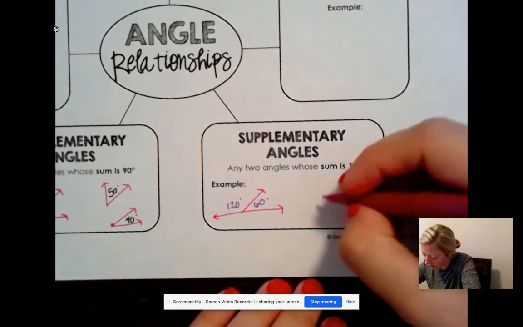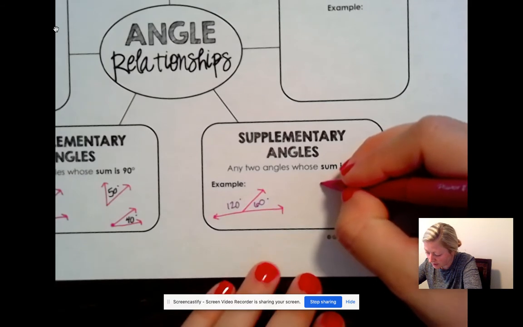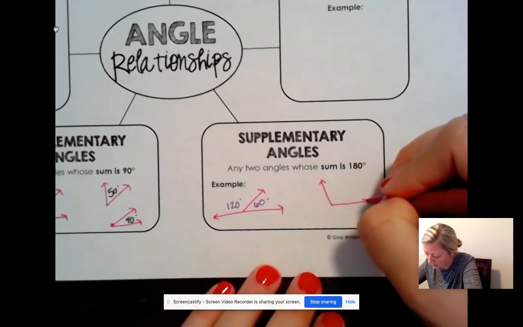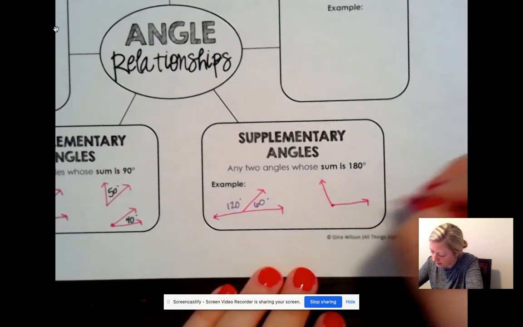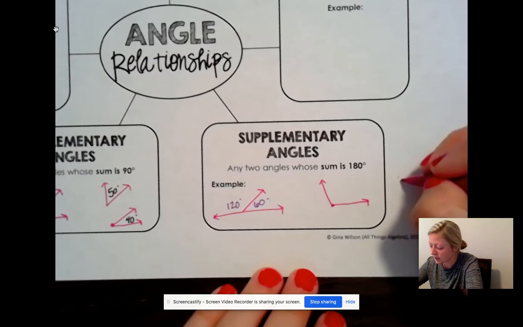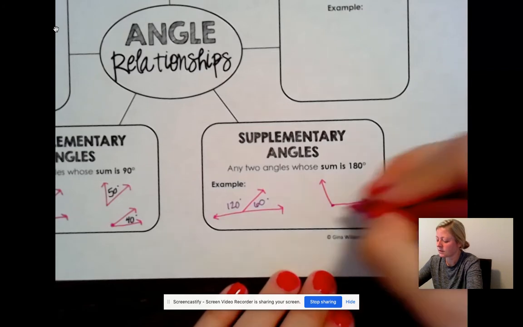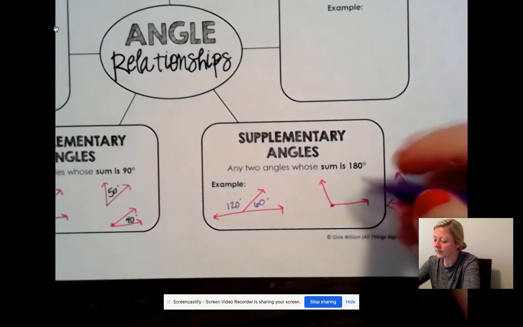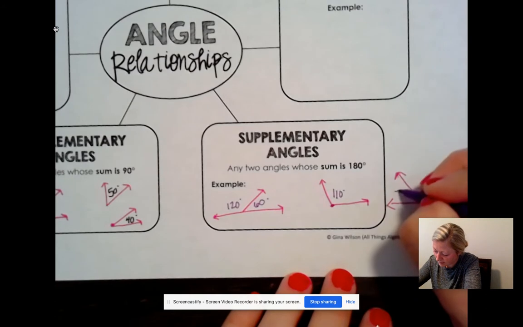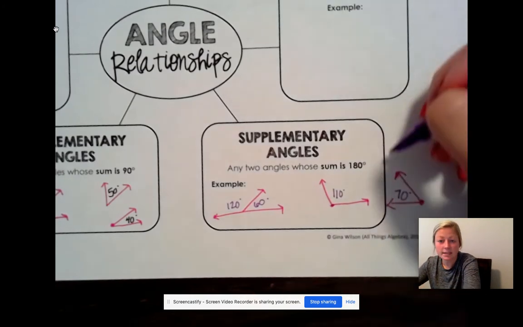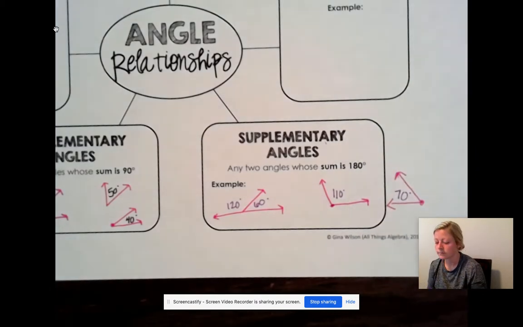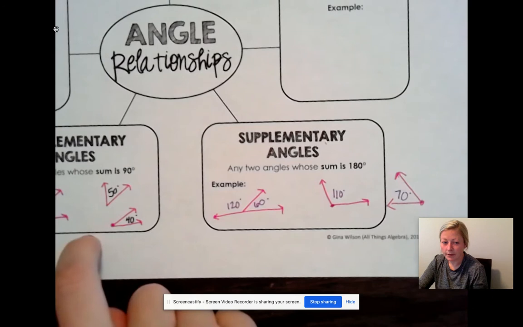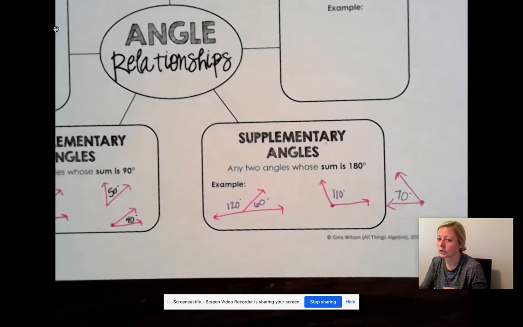Or again, you could have a situation where they're just separate. So let's pretend an angle right there. And then I need more space, so I'm just going to do it to the side here. I have these two angles. Let's pretend this one's 110 and this one is 70. 110 plus 70 does give me 180, so therefore we have supplementary angles. So complementary angles add to 90, supplementary angles add to 180.